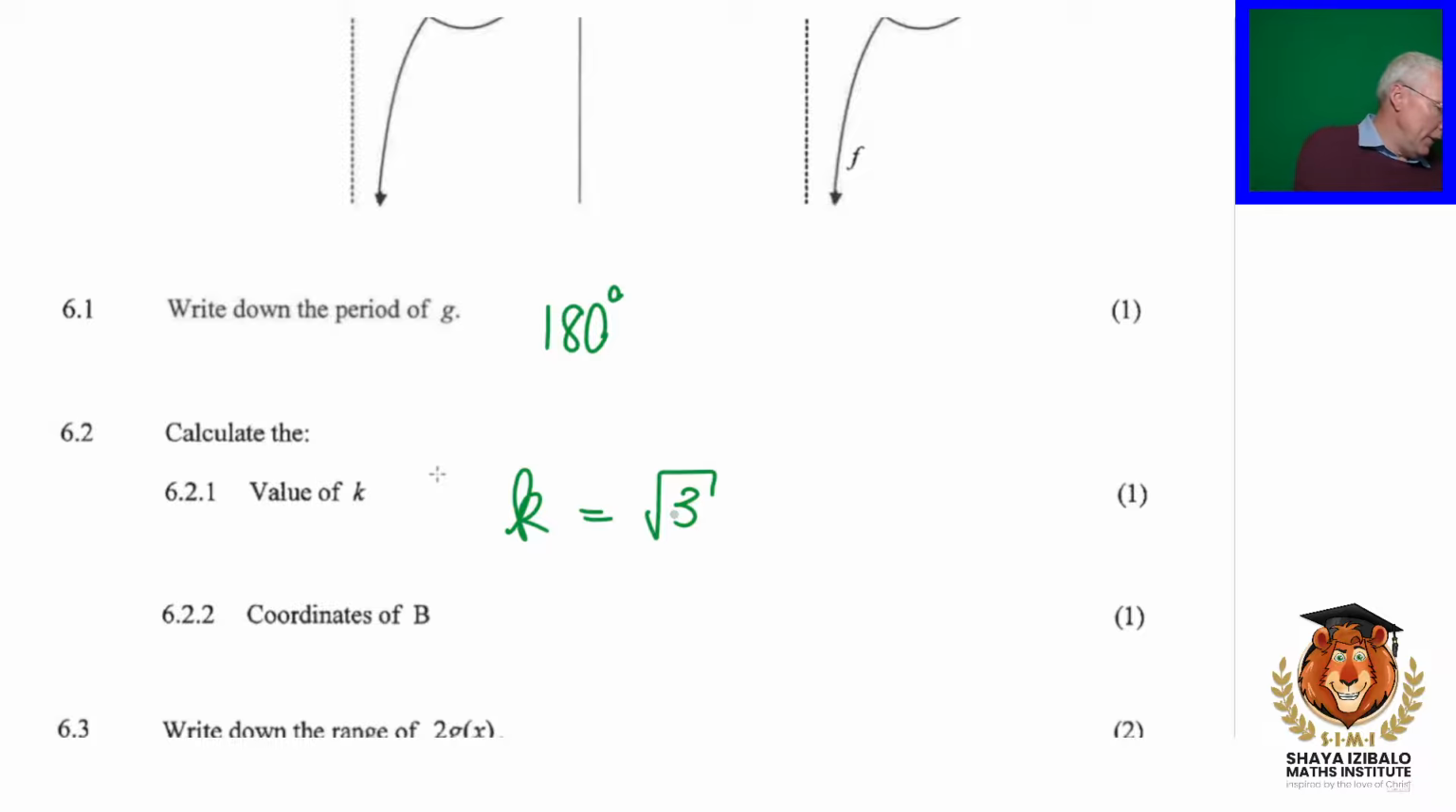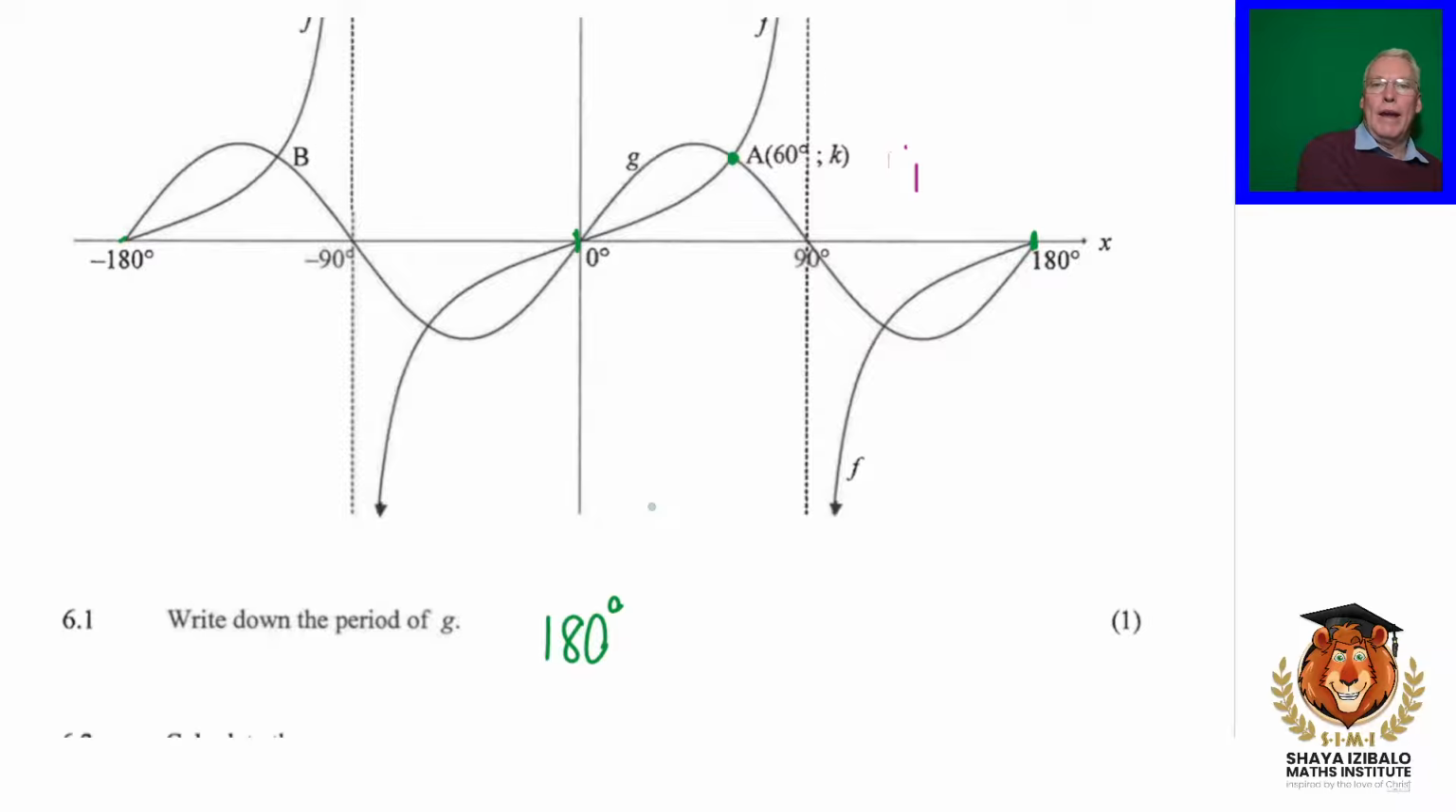Then we get asked to find the coordinates of point B. Just looking at the symmetry of this, point B, this is 60 degrees, it's 30 degrees left of the asymptote. So this will be 30 degrees left of the asymptote. This point will be negative 120 degrees, and also root 3, the same value that we got for k.